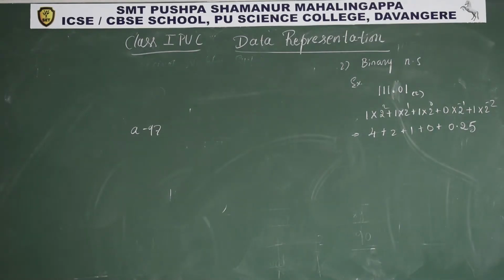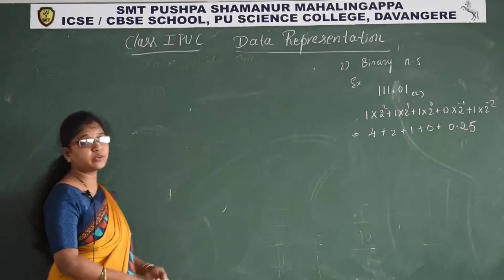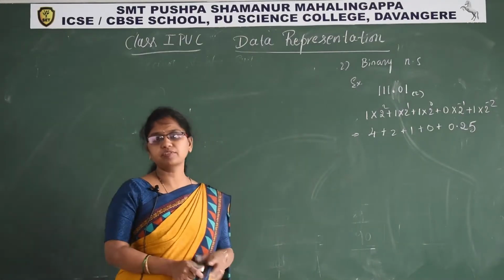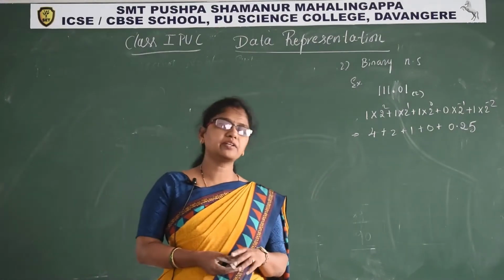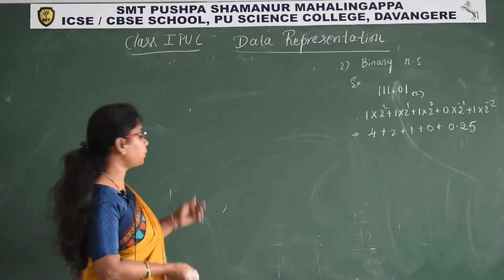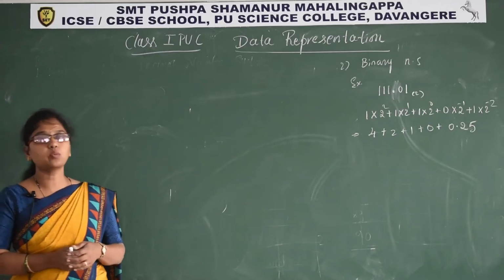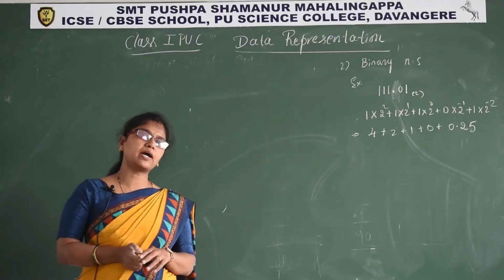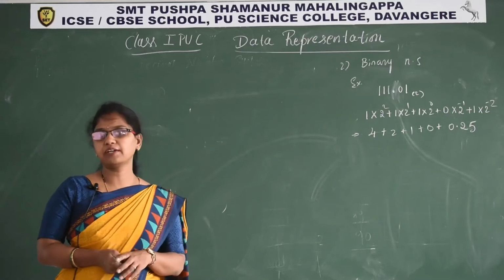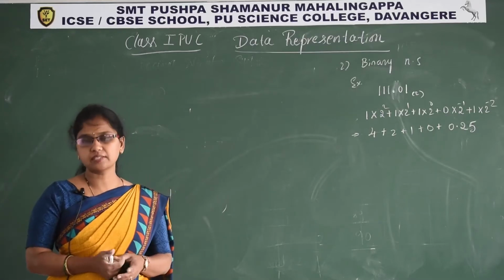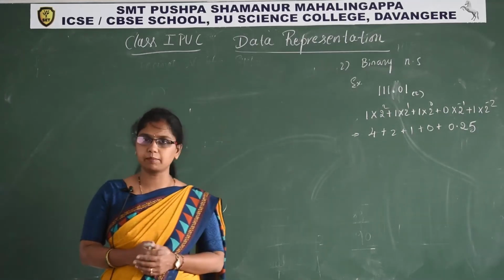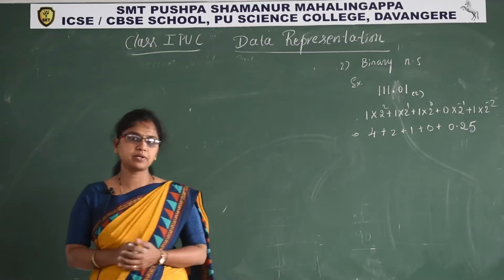Next, what is 2's complement? Give an example. 2's complement is a method of representing negative integers. It is one of the methods of representing negative integers. And how do we obtain the 2's complement of a given number? First we take the 1's complement and add 1 to the least significant bit of that 1's complemented result. Then we get the 2's complement of the number, and you have to give an example for this.